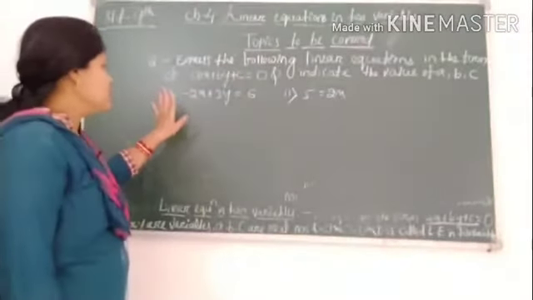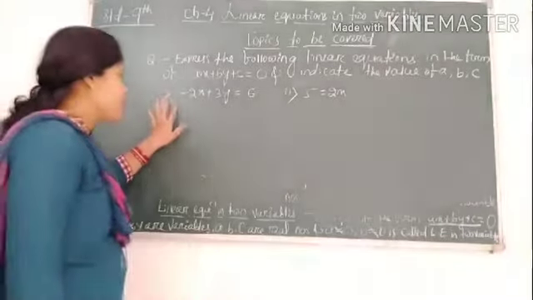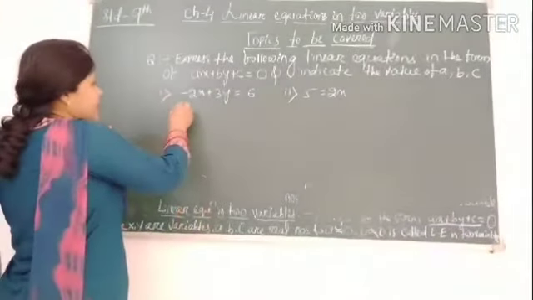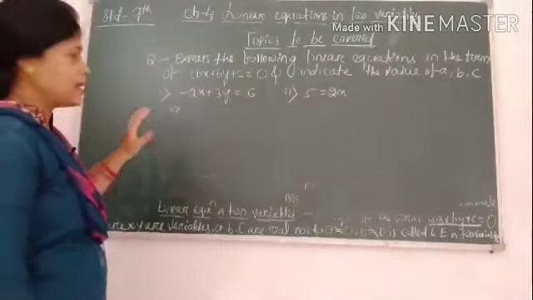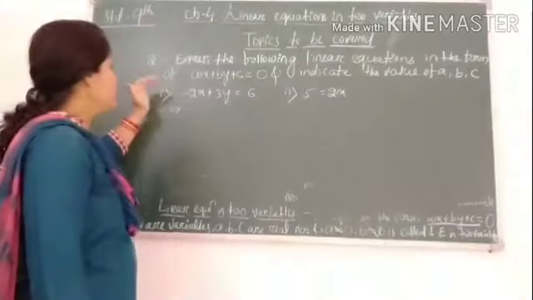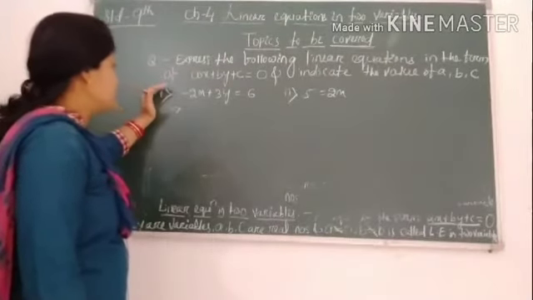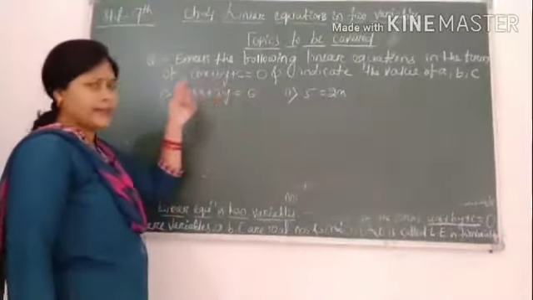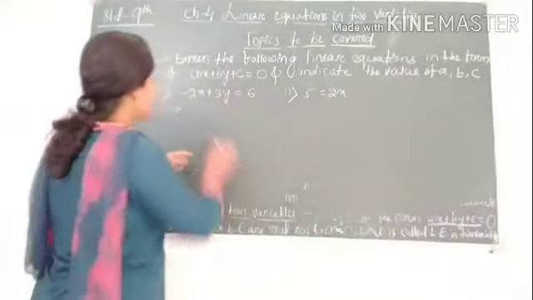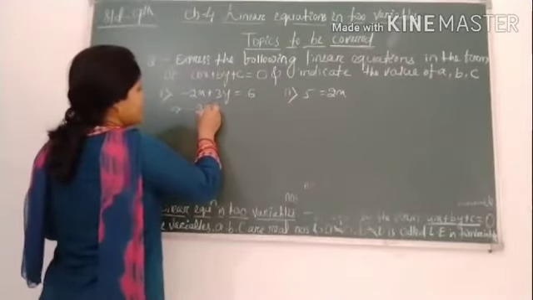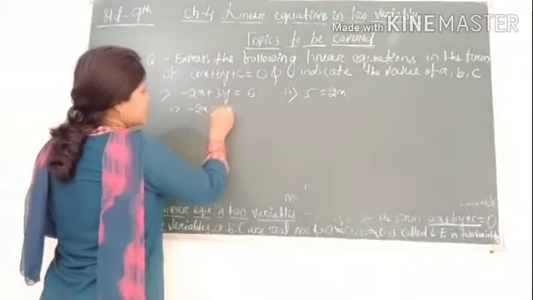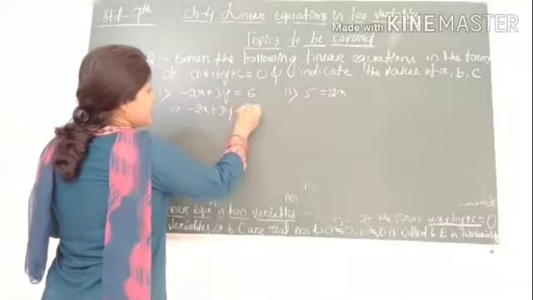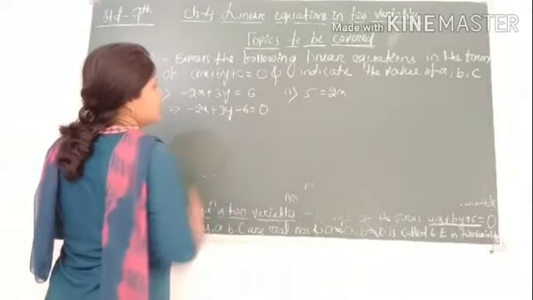So first look here. You have to write the general form of the equation. Here I am going to solve the first part. So first I have to write the general form of the equation, and the general form becomes minus 2x plus 3y minus 6 is equal to 0.